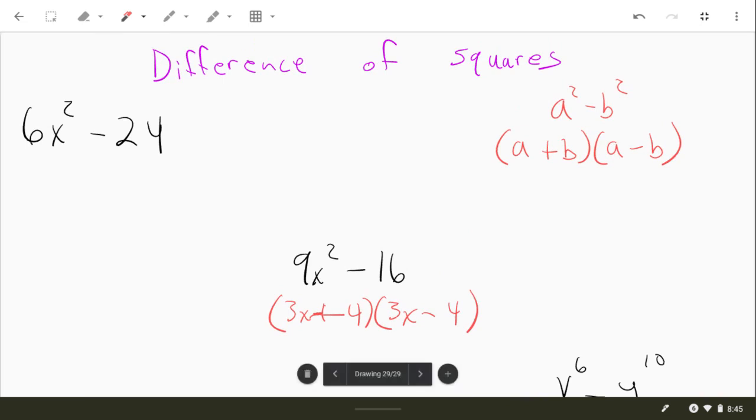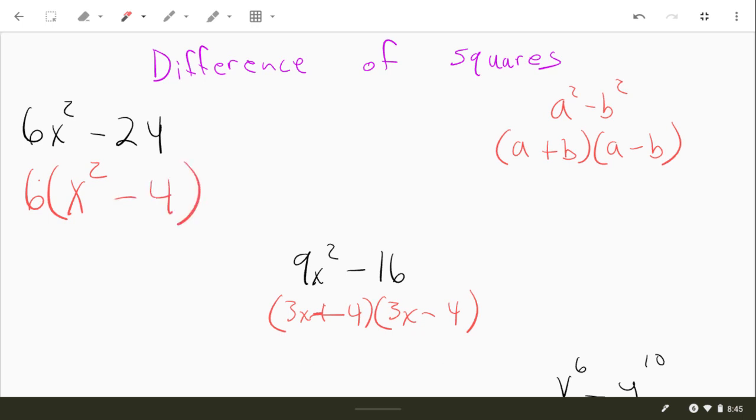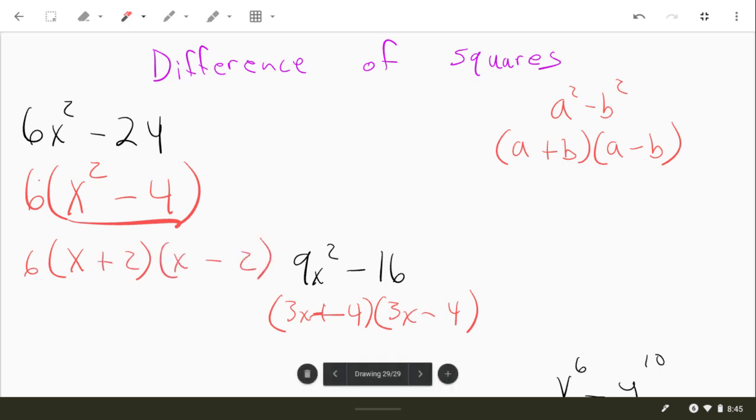All right, for this third one here, 6 is not a perfect square, and 24 is not a perfect square. So what we need to check for first is the greatest common factor. All right, I can divide these both by 6. So I'm going to do 6 parentheses x squared minus 4. All right, and now this will break down into the difference of squares. It'll be an x and a 2, x and a 2, one plus, one minus.